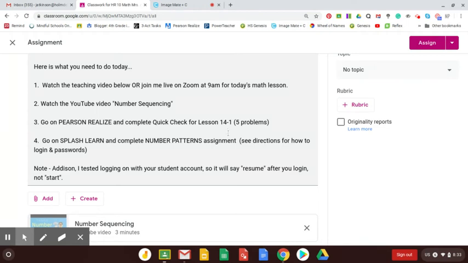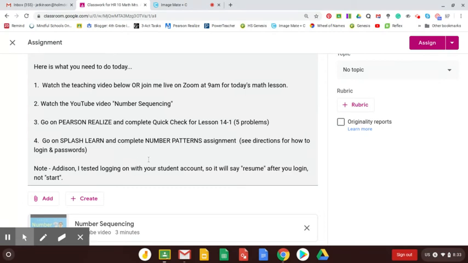There's 5 problems. And then you're going to go on to Splash Learn. You guys remember Splash Math? We went on it in school here and there. And I found a really great activity that matches up really closely with the work that we're doing in this topic. So I'd like you to try that. It changed its name, I think. Splash Learn is what they call it now.